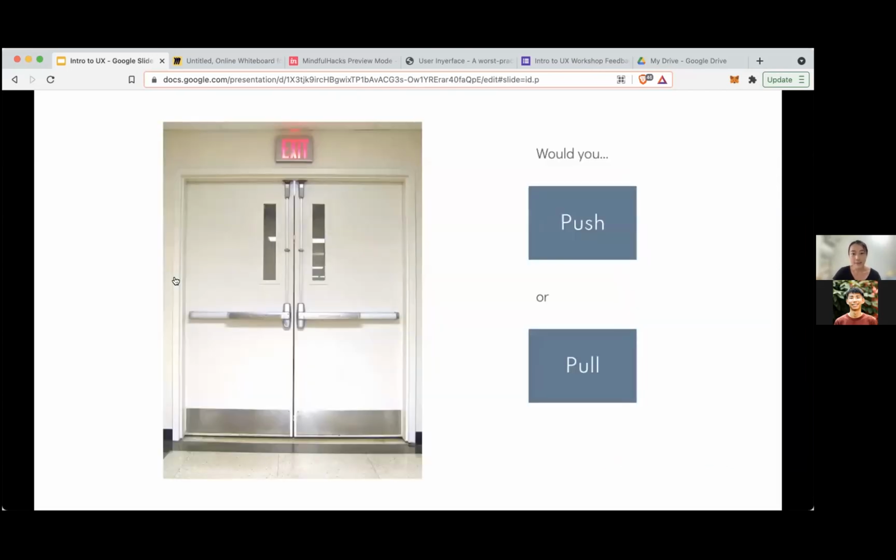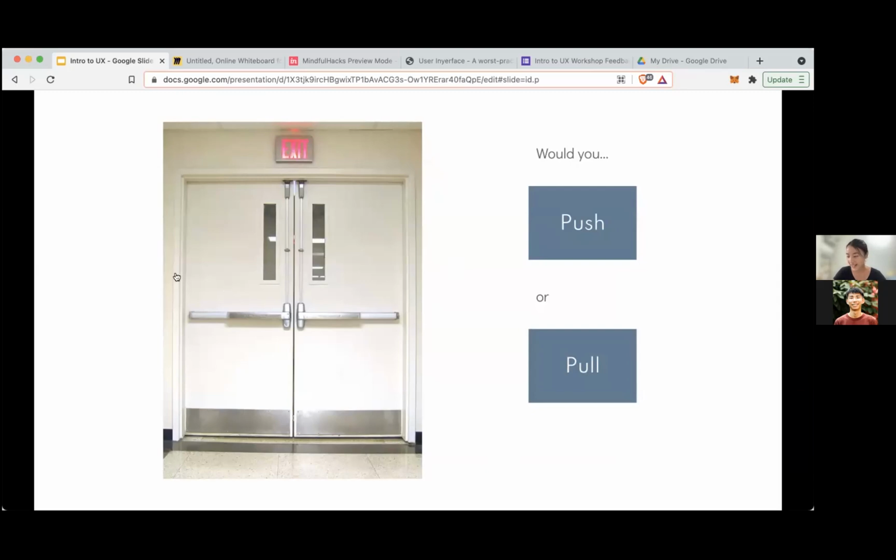So last but not least, imagine you are standing in front of this door. How would you open it? Would you push or would you pull? You can see a poll on Slido as well. Can you choose your option? Would you push or would you pull when you stand in front of this door? Okay, I see 90% of you would push.